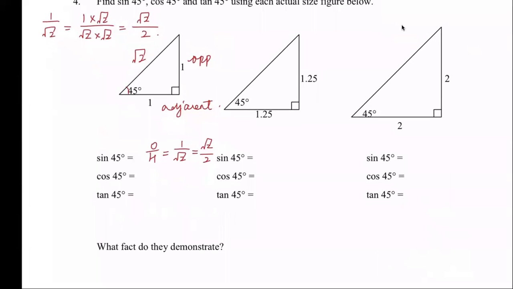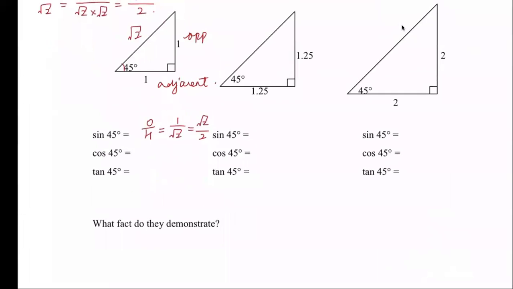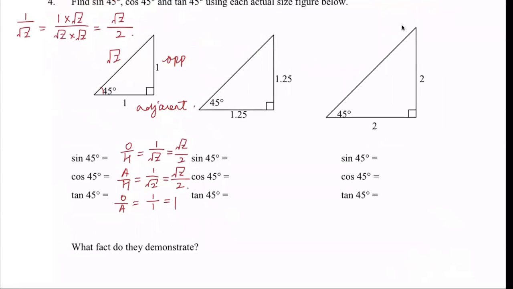Cos 45 degrees, that's A over H, right? Adjacent side is also equal to 1, so the number here is the same, square root of 2 over 2. Tangent 45 degrees is equal to O over A, so that's 1 over 1, which is equal to 1. Okay, so that's the first graph.